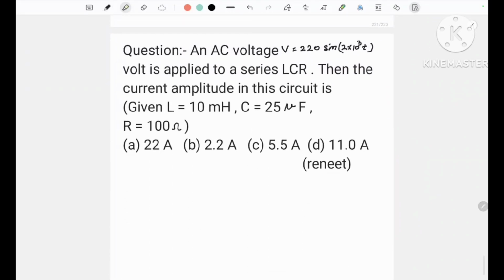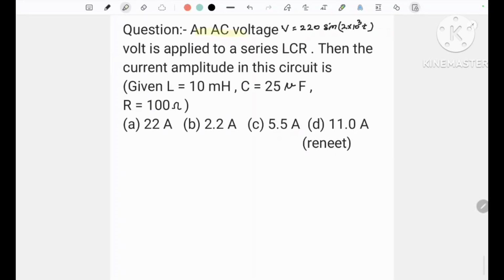Next, an AC voltage V is 220 sin 2 into 10 to the power 3 t volt is applied on a series LCR, then the current amplitude in this circuit is to be found. L is 10 millihenry, C is 25 microfarad, R is 100 ohm. This is given as V is 220 sin 2 into 10 to the power 3 t.